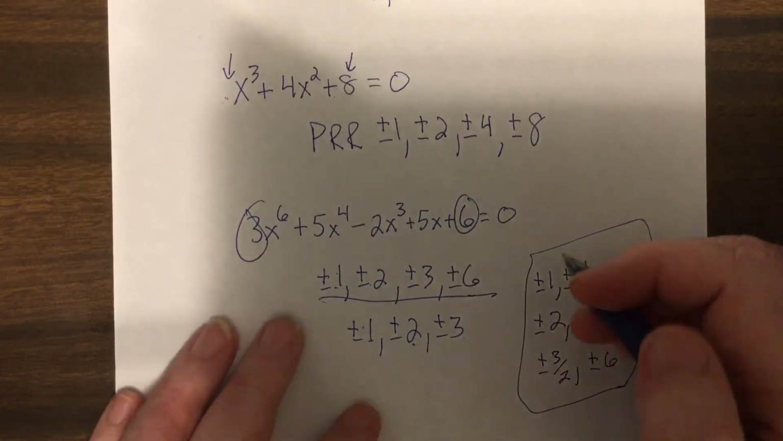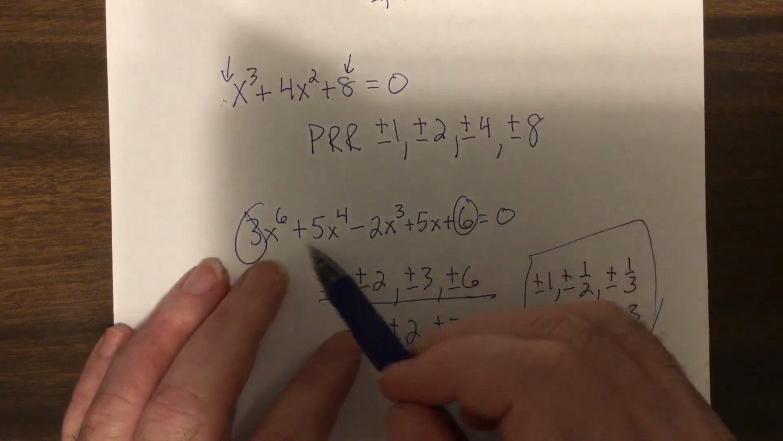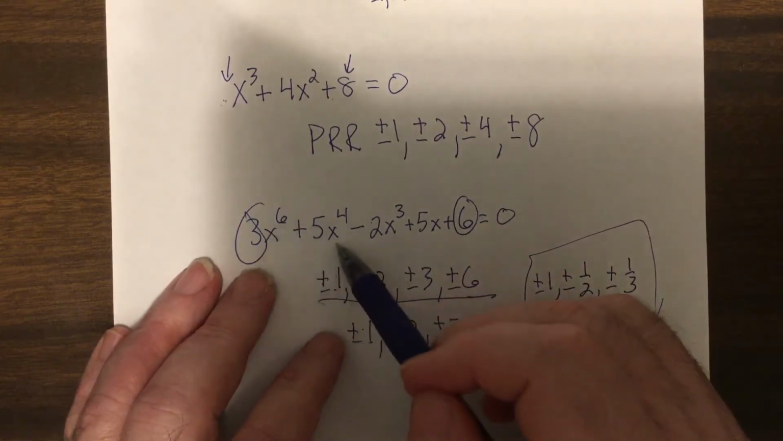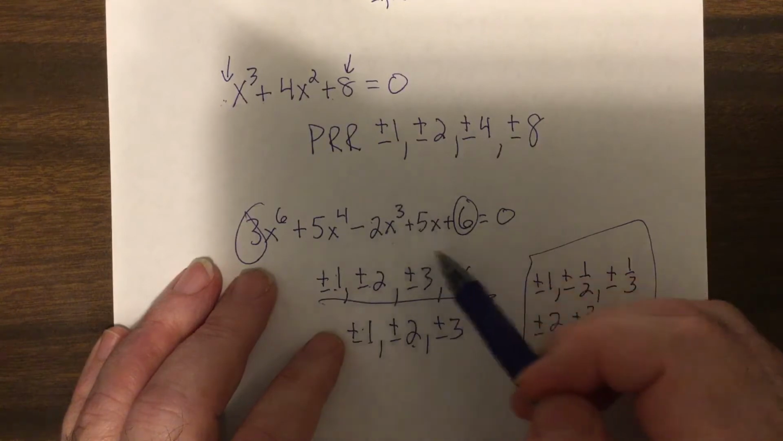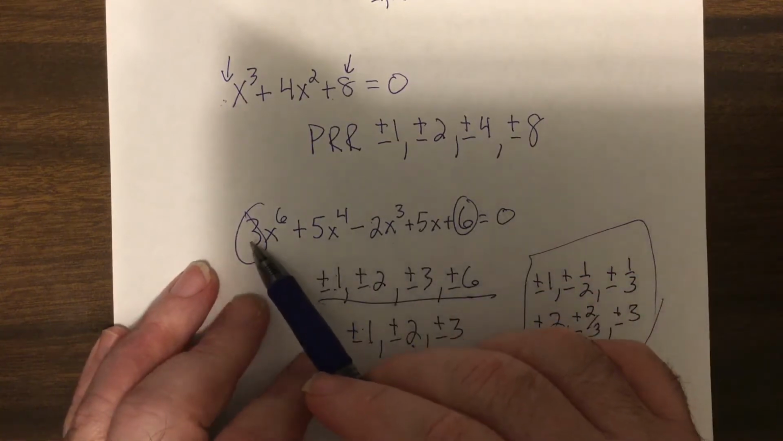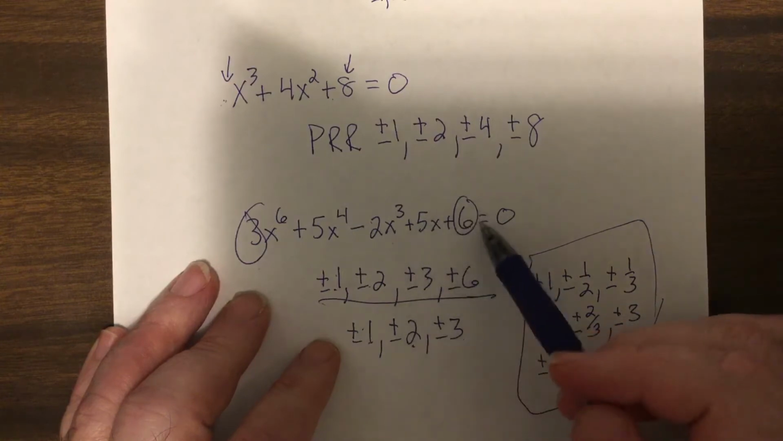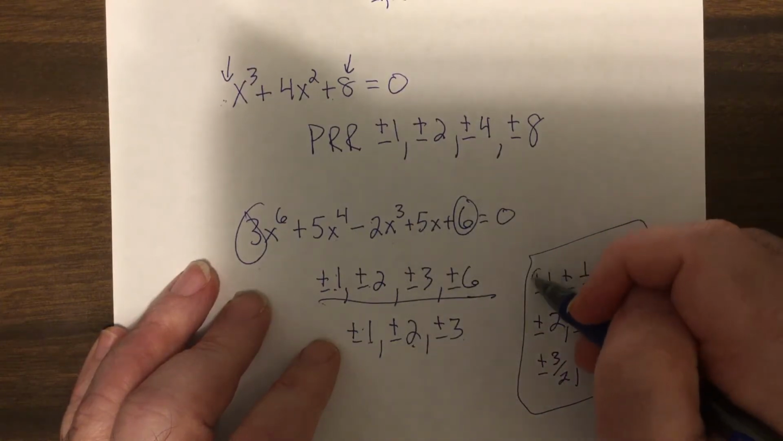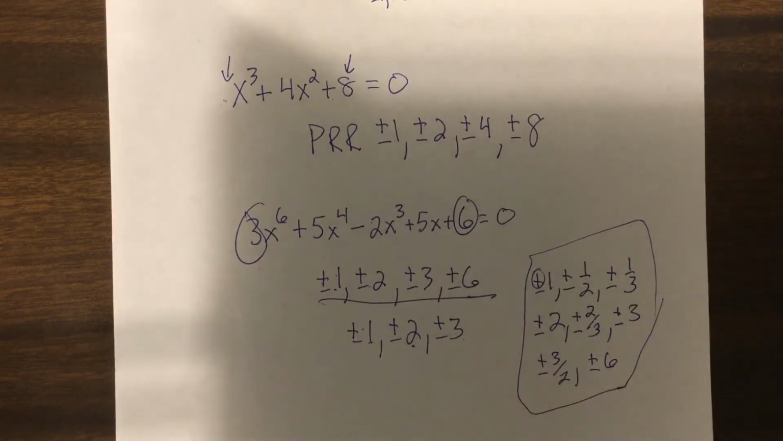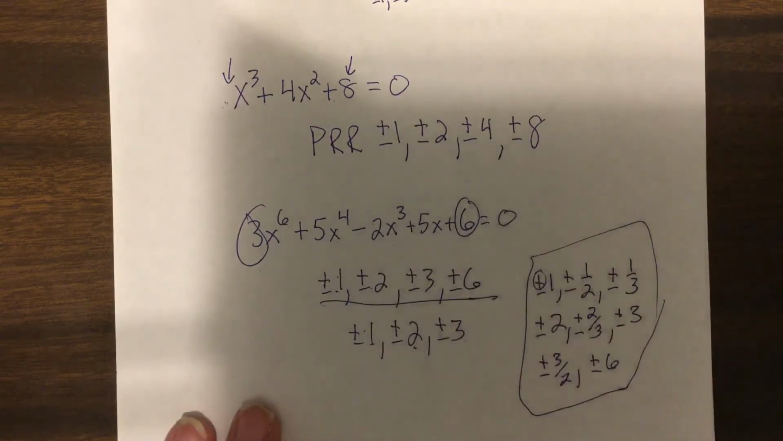Now, what I would do is take 1 and just try it. Because putting 1 in for x is just 1, because 1 to any power is 1. So you go 3 plus 5 is 8, minus 2 is 6, plus 5 is 11, plus 6 is 17. So I know positive 1 doesn't work, because it's got to cause this to be true.